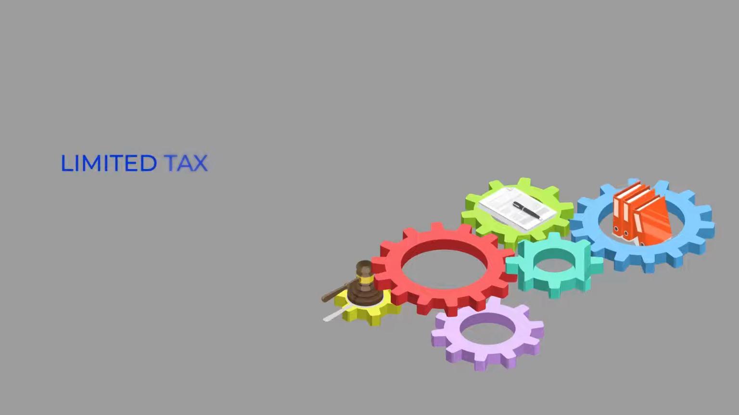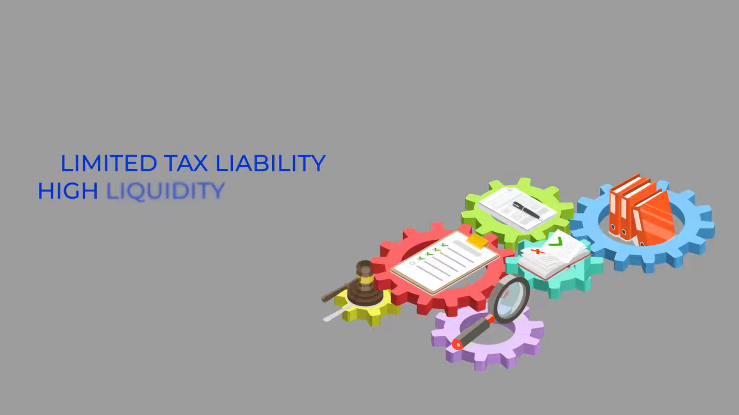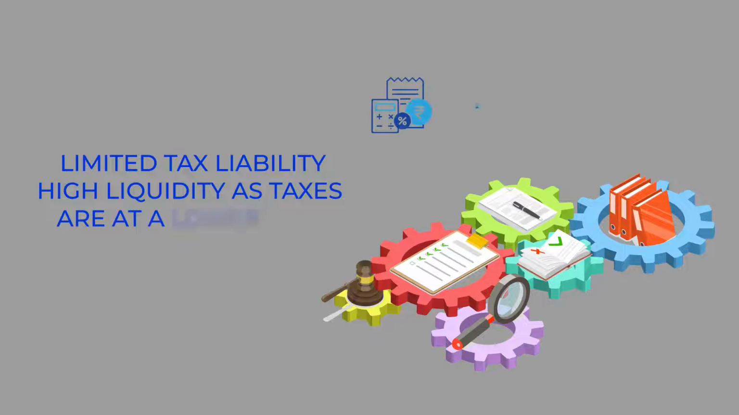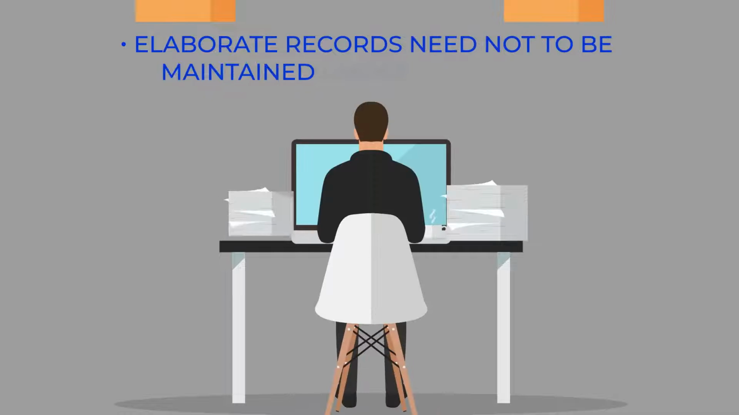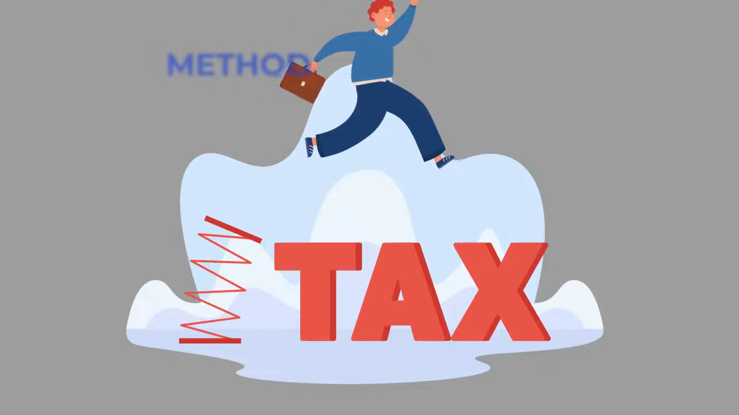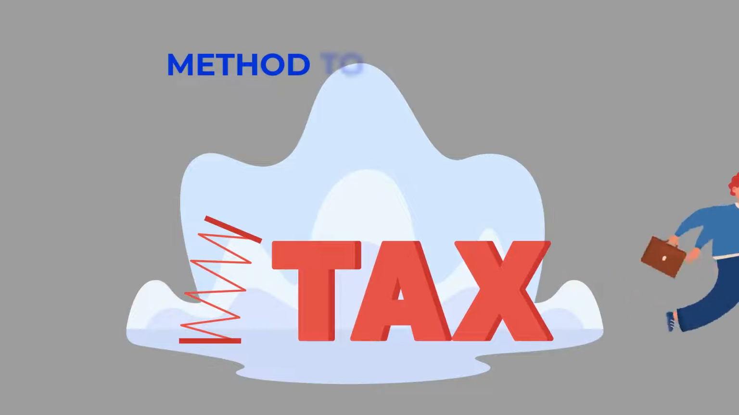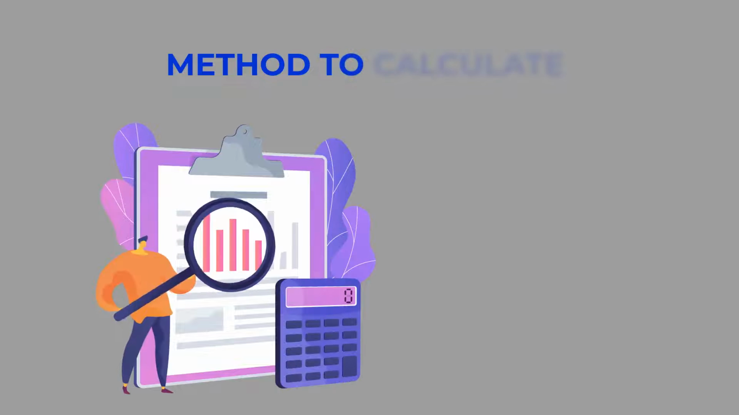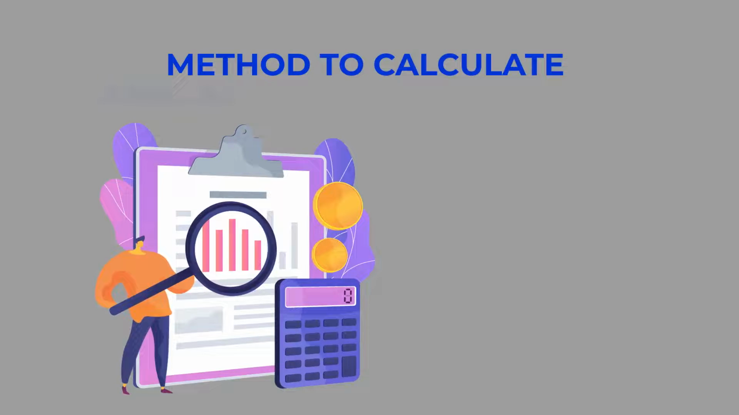Under this scheme, a registered taxpayer has to pay a small percentage of his ATO as tax on a quarterly basis. Such a taxpayer does not have to maintain elaborate records and has to file a simple annual return in Form GSTR04. To determine your eligibility for registration under composition levy scheme, you need to calculate your annual aggregate turnover.